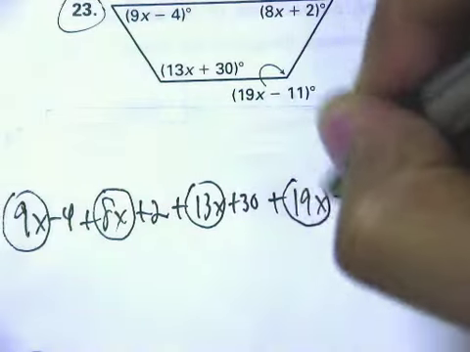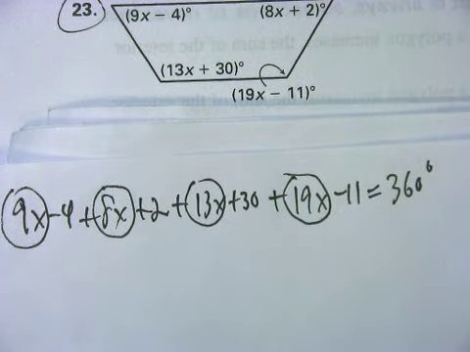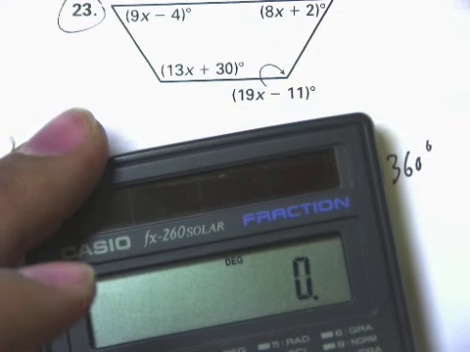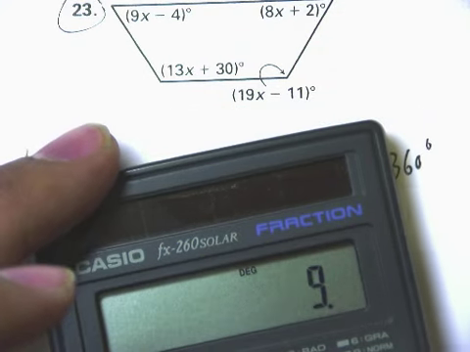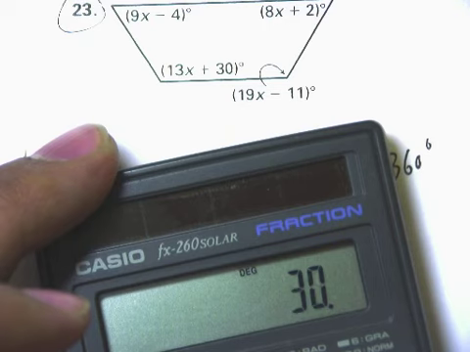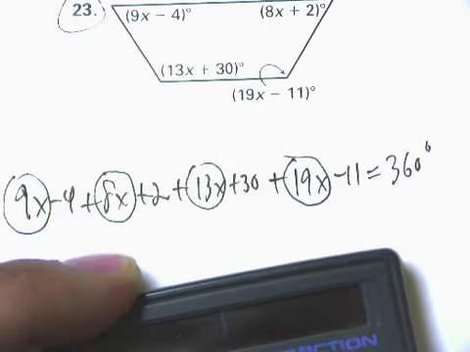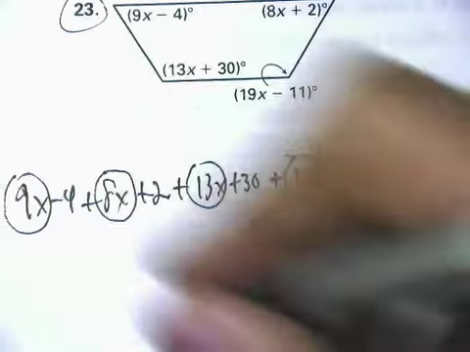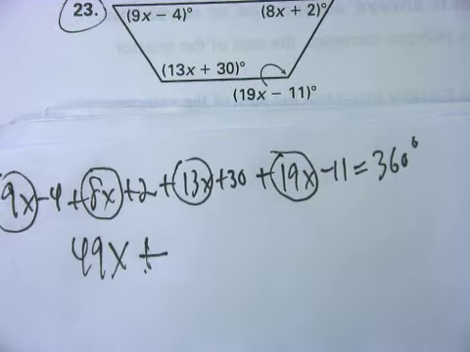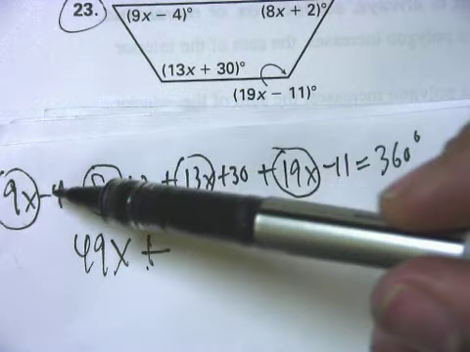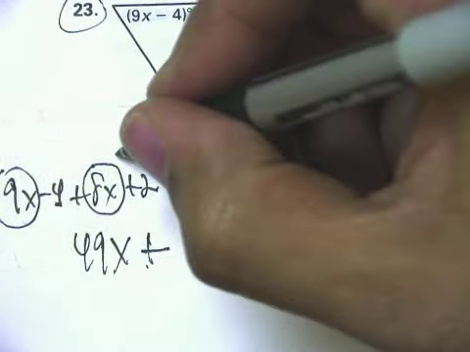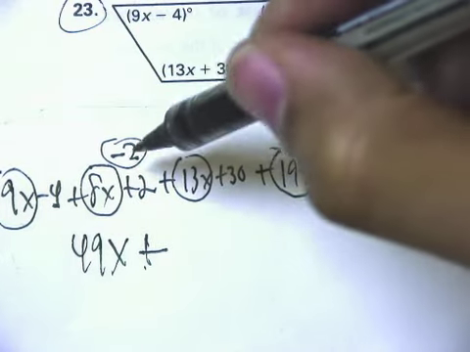Well, the first thing I should do is probably combine like terms. So let me put all the x's together. 9x plus 8x plus 13x plus 19x. Those are a lot of x's. So let me add all those together. 9 plus 8 plus 13 plus 19 gives me 49. So what I have is 49x plus. Now all I have to do is add all the numbers.